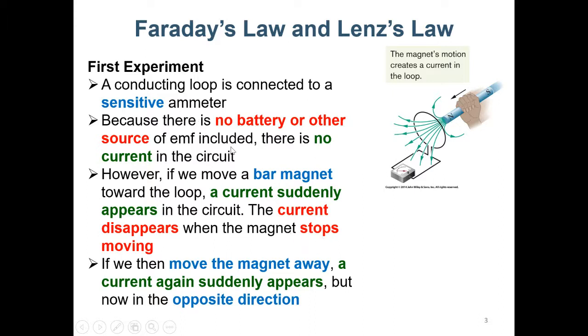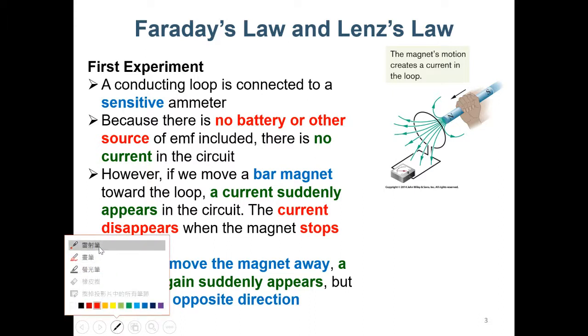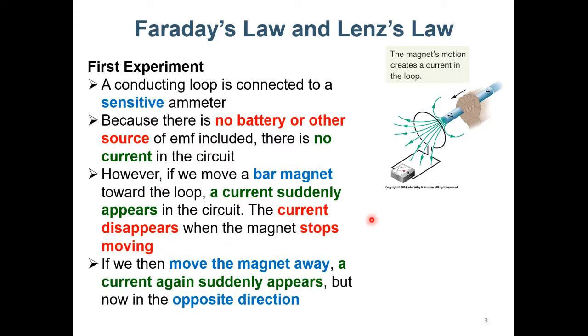So this is pretty interesting because we don't have a battery. However, we can measure some current in this loop, because when we studied electrostatics, if we need a current, we need an electric field to push the electrons to move. However, for this loop, we only move a bar magnet. Although the current is small, we need a sensitive ammeter to really measure it.